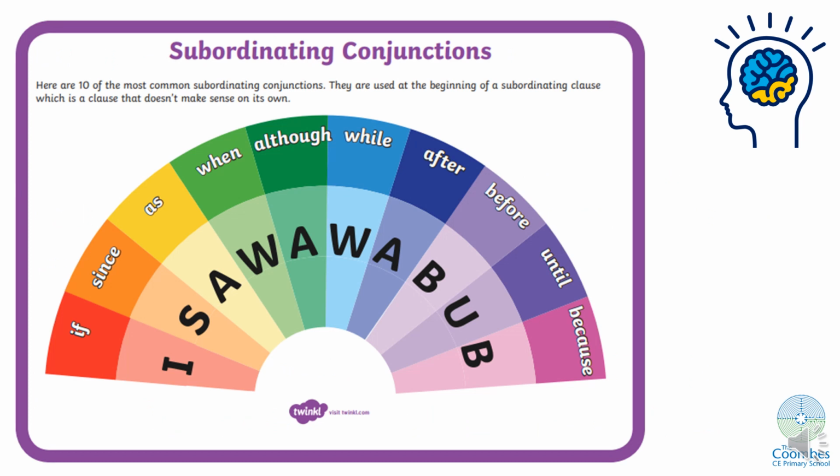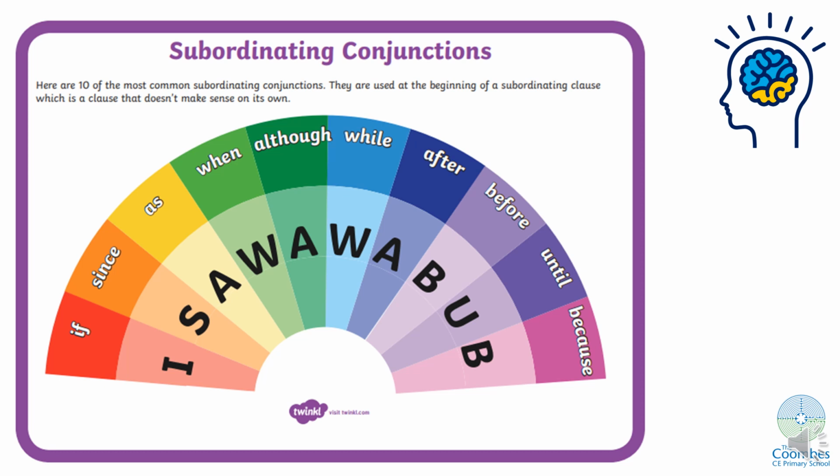Now, you will also have seen this before. Here are 10 of the most common subordinating conjunctions. There are others, but these are the ones that you will see most often. If, since, as, when, although, while, after, before, until, and because.